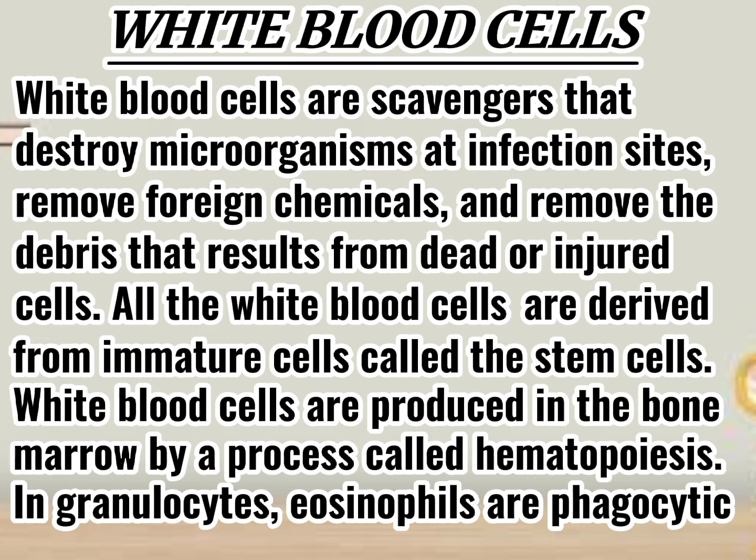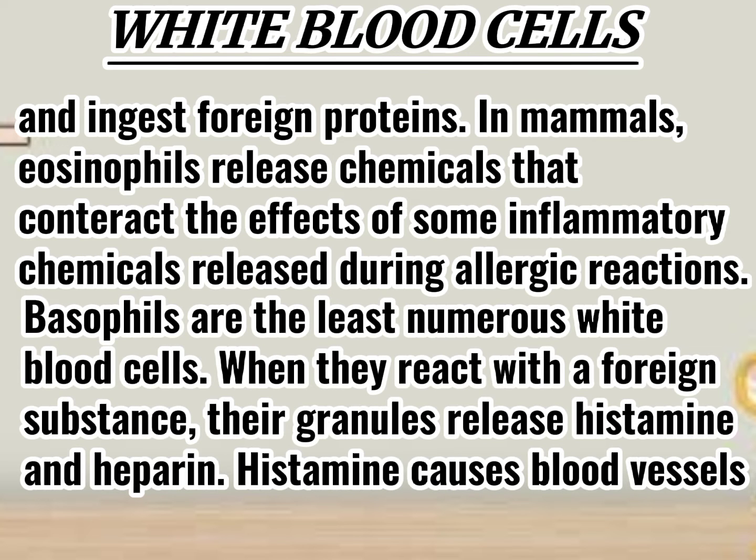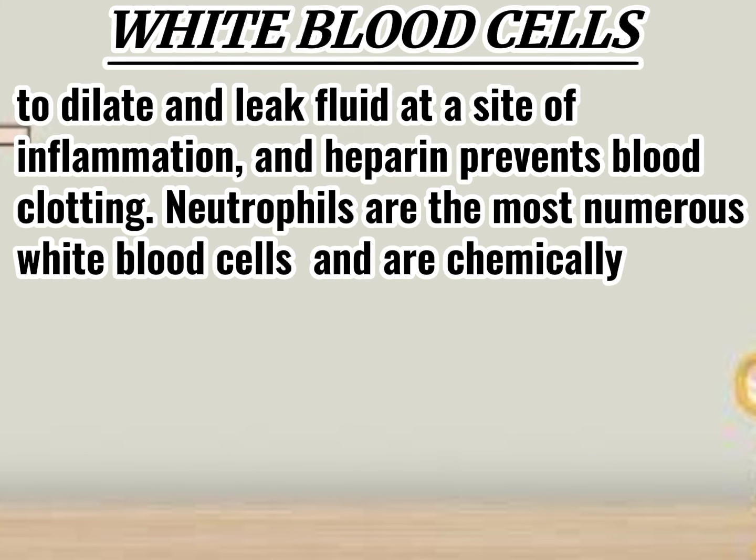In granulocytes, eosinophils are phagocytic and ingest foreign proteins. In mammals, eosinophils release chemicals that counteract the effects of some inflammatory chemicals released during allergic reactions. Basophils are the least numerous white blood cells. When they react with a foreign substance, their granules release histamine and heparin. Histamine causes blood vessels to dilate and leak fluid at a site of inflammation, and heparin prevents blood clotting.